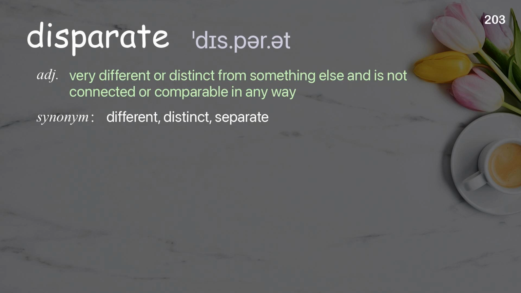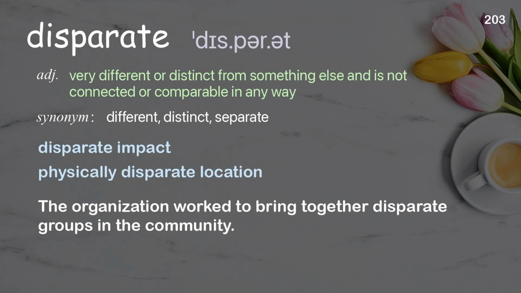Disparate. Very different or distinct from something else, and is not connected or comparable in any way. Examples: Disparate impact. Physically disparate location. The organization worked to bring together disparate groups in the community.